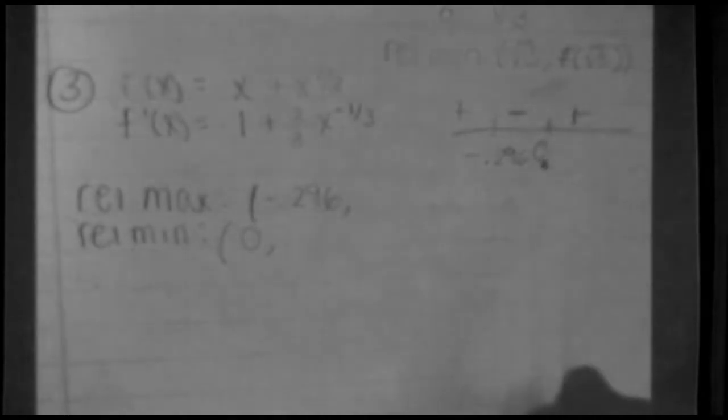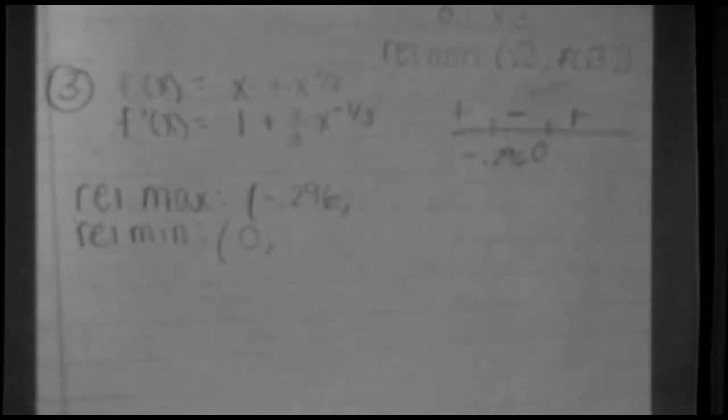Okay, let's show the first derivative test. I think negative 8 over 27 is negative 0.296, right? Yeah. But I think there's something wrong here because according to this, there's a relative min at 0 and a relative max at this point. So I think one of these is wrong.